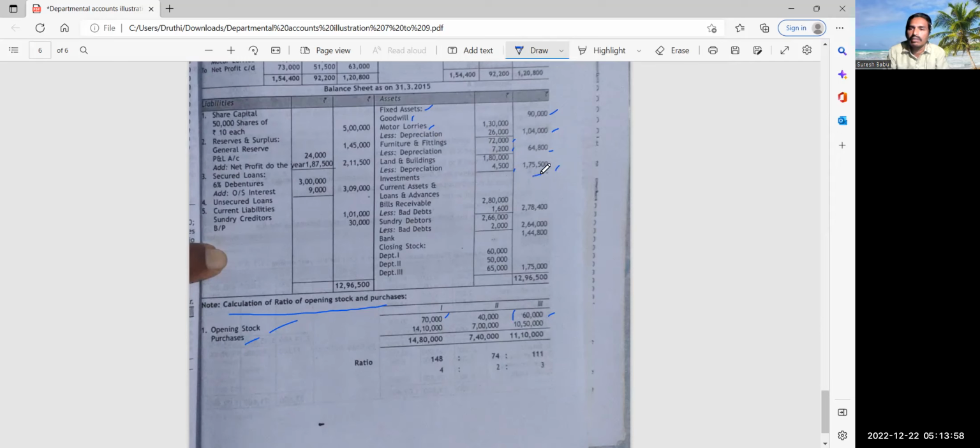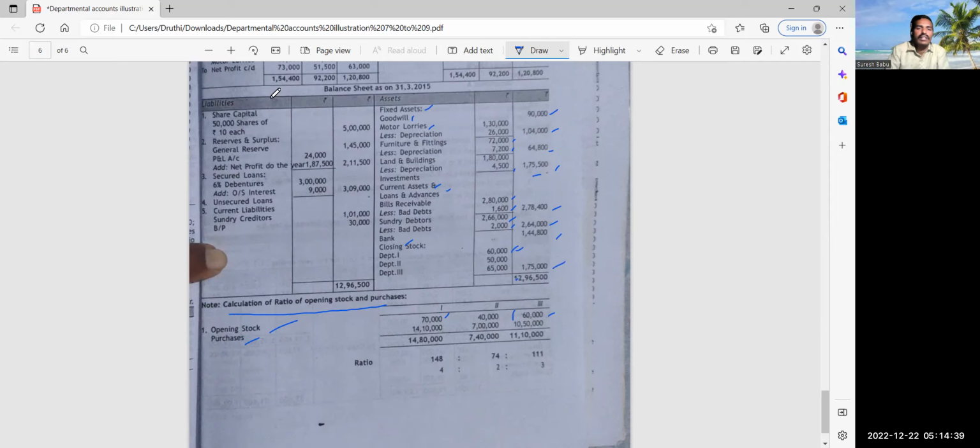So investments 0. It's not being given. So we have no investments. So current assets and loans and advances. Okay, this is a heading. So here bills receivable, right? Bills receivable, discount, provision is there. So 2,80,000 minus 1,600, 2,78,400. Then sundry debtors, right? Minus bad debts 2,000, you get 2,64,000. So bank balance 1,44,800, right? And the closing stock, Department 1, Department 2, Department 3, total 1,75,000.